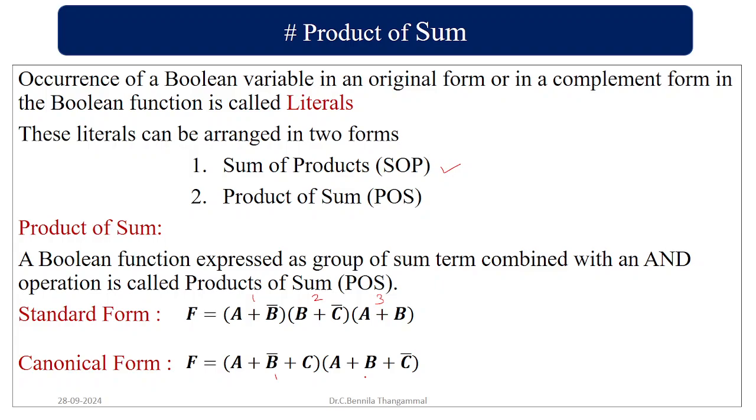So here you have two sum terms. This is going to be 1, this is going to be 2. In the first sum term all three literals are available, and in the second sum term also all three literals are available. So this is the difference between standard form and canonical form. In standard form, it's okay if all the literals are not available, but in canonical form all the sum terms should have all the literals.